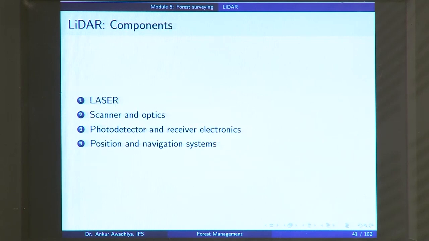Now, LiDAR comprises several components. The first and the most important one is the laser. Then you have a scanner and the optics. Then you have a photo detector and receiver electronics, and positional and navigational systems. So, essentially the first component is the laser, and you need to decide which wavelength of laser you are going to use. Then you have the scanner and the optics that are used to position this laser onto the ground. Then when the laser comes back, you detect it using a photo detector and you use the receiver electronics to convert it into a signal. And then you have positional and navigational systems to exactly know the location and the orientation of the aircraft. So, with all of these components added together, you have an idea of how the surface appears.